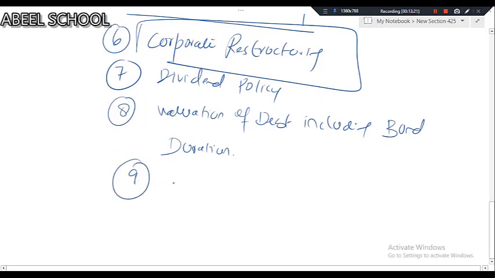Then we'll be discussing all the relevant articles. Because normally, almost in every attempt, if not in every attempt then in every second attempt, the AFM examiner examines one article. So we'll be discussing all the relevant articles relating, of course, to AFM.